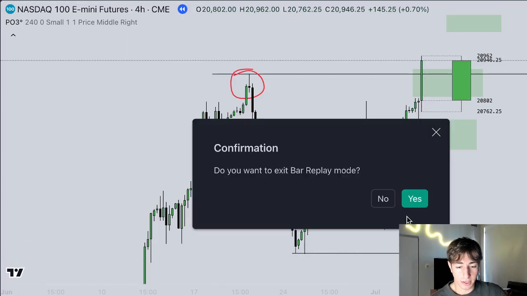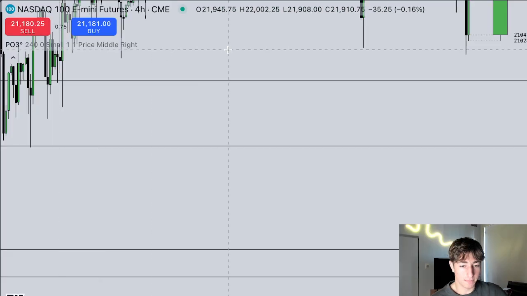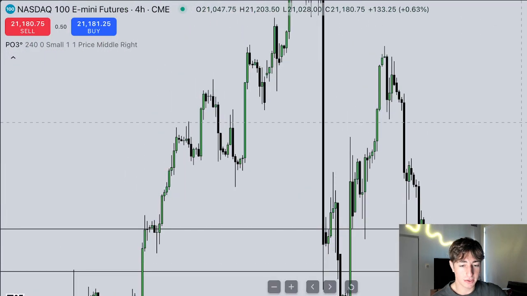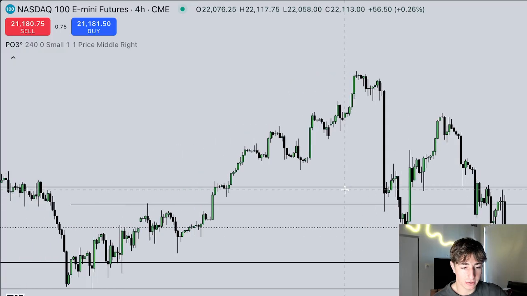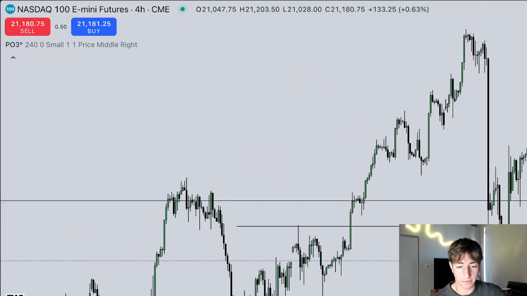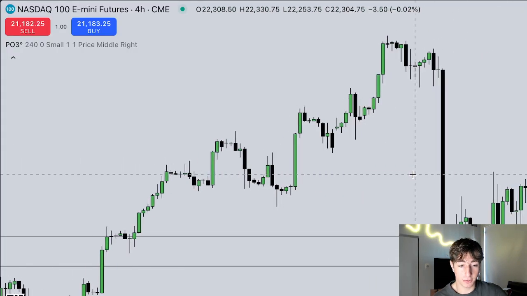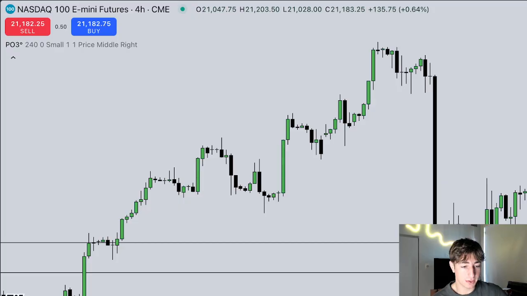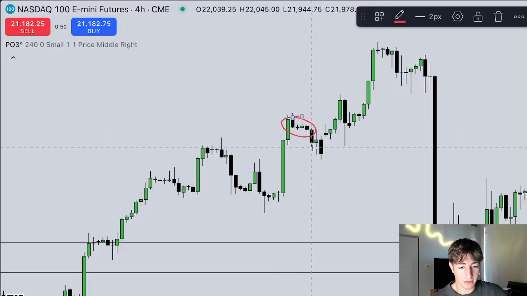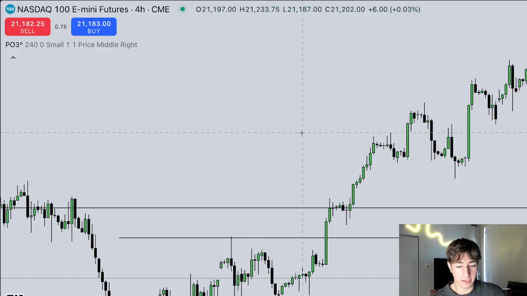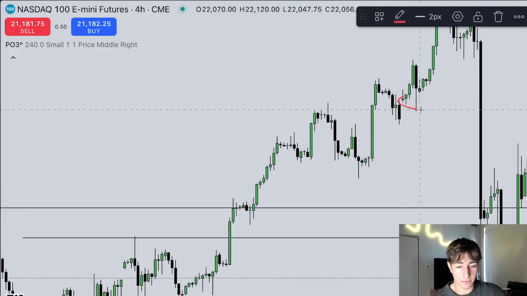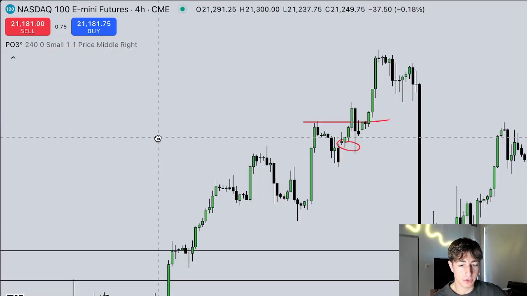Now, in general, with market maker models, you are going to want to trade the reactions off of that internal range liquidity. Okay, so reactions off of those fair value gaps. Majority of the time, those are going to be your PO3s. So like we see right here, we have our accumulation. We manipulate into this internal range liquidity. We are reacting off of that. We saw a clear reaction. What's our next target here? It's going to be that external range liquidity that we just formed.